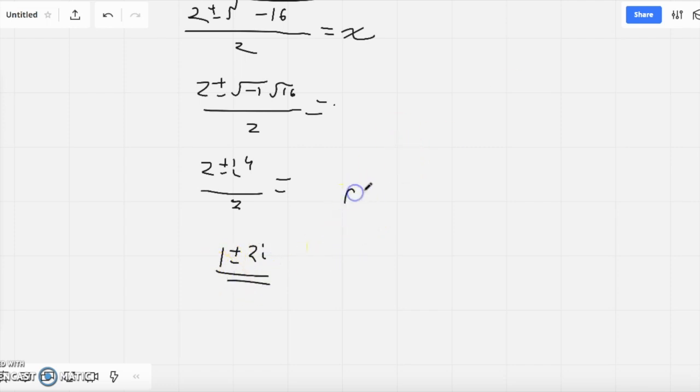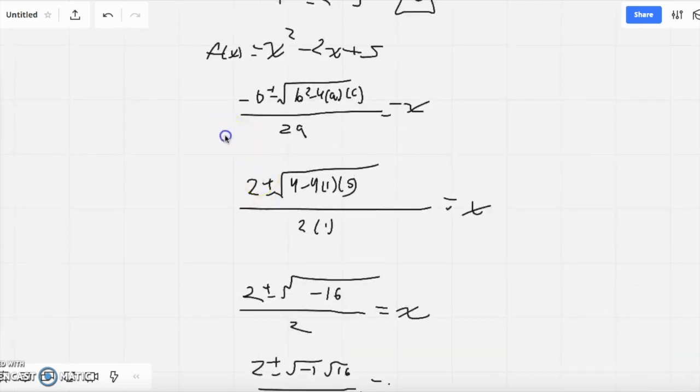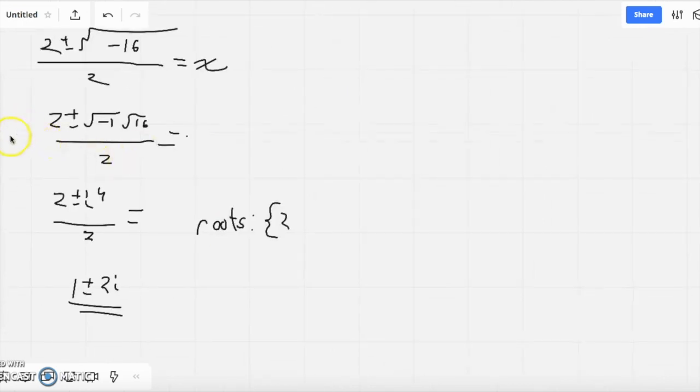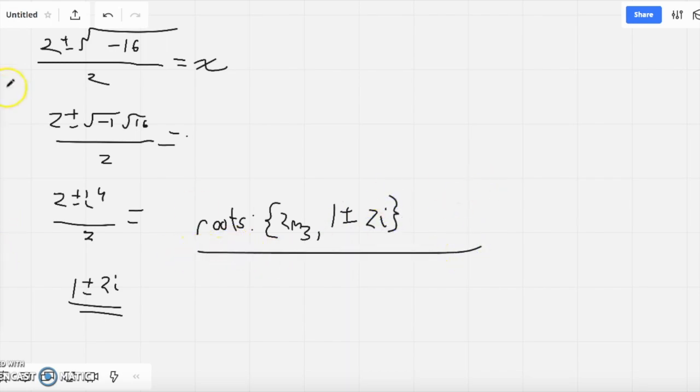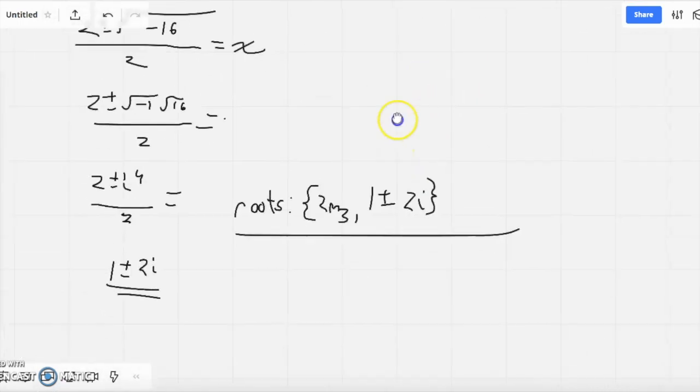So finally we could write it out. The roots are going to be 2, and we saw that it was a root 3 times. So we're going to say 2 with a multiplicity of 3. And then we have 1 plus or minus 2i for a total of 5 roots. So that is how you find the roots of f of x.